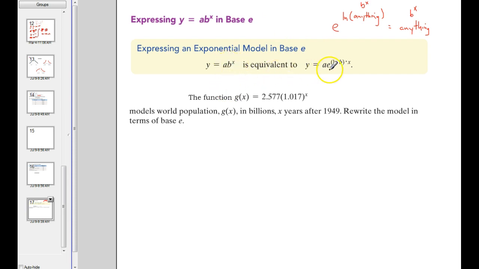We just take the b to the x and we replace it with e to the power of the natural log of b times x. And those things are always equivalent. Now I'm going to do some calculations on the calculator to show you they're equivalent.